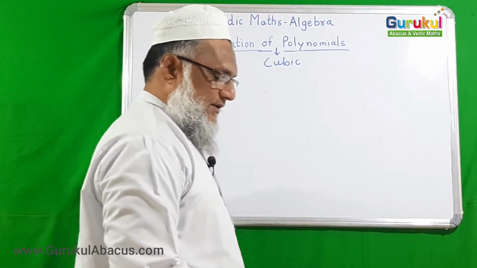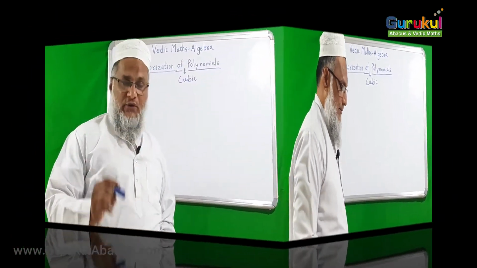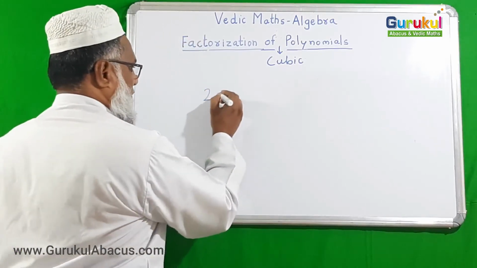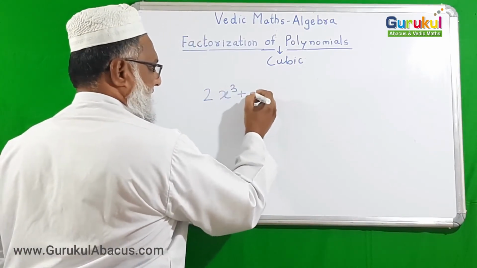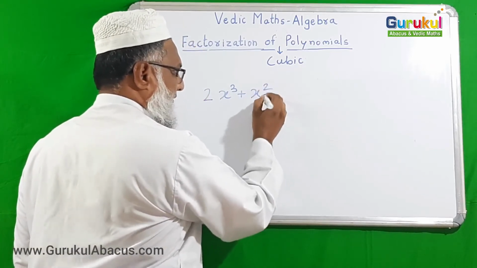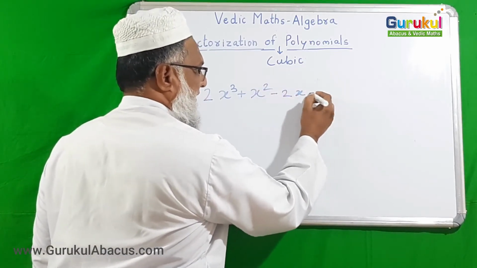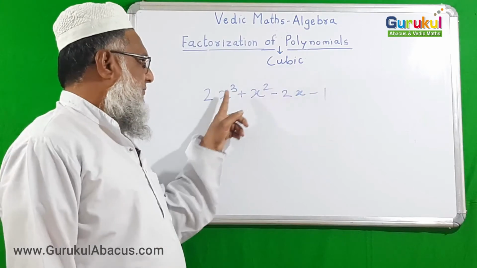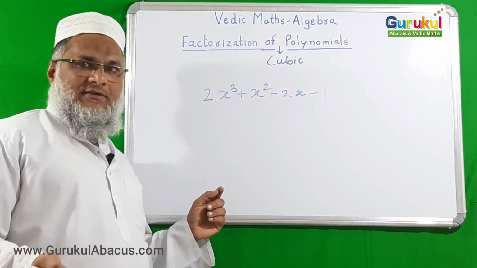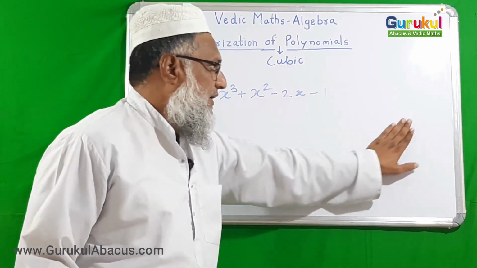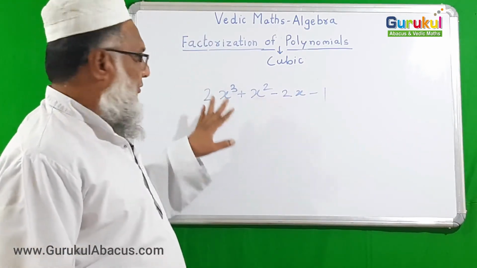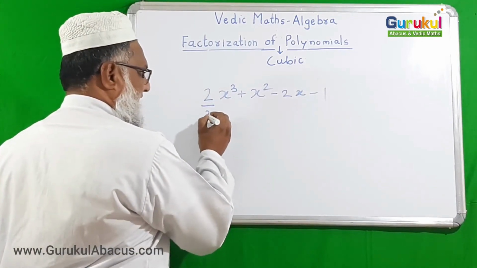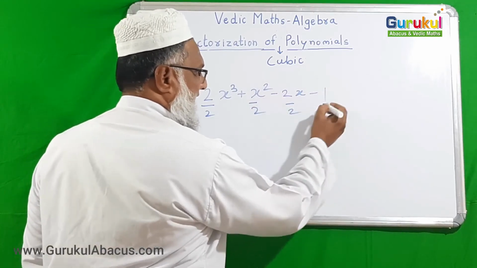So now I am solving the next example. Now we are solving one more example. Let us see. The example is 2x cube plus x square minus 2x minus 1. Here we observe one more new thing: with the cubic term there is a coefficient 2, which means more than 1. In this situation, firstly we have to try to remove it. So how can we remove this 2 from here? We have only one option. Let us divide each term by 2. That is the only way.